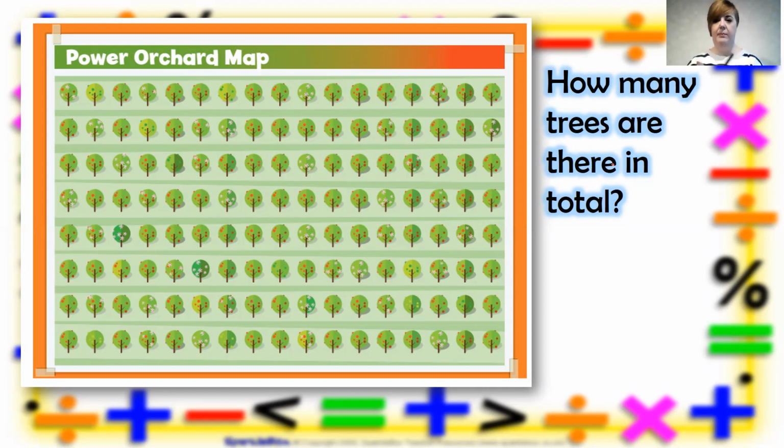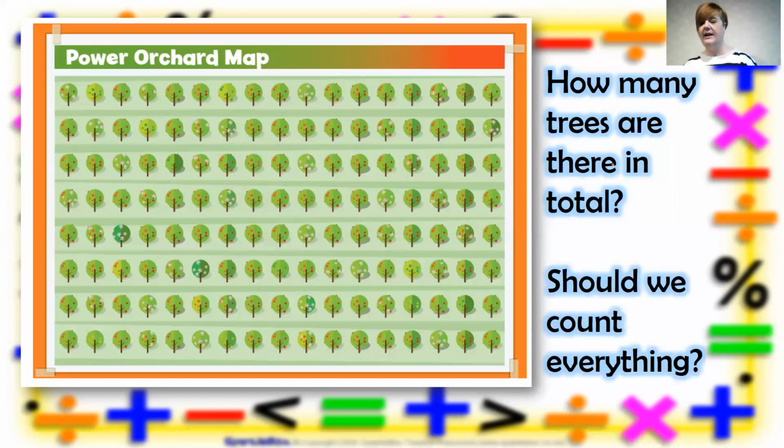Okay, now this looks a little bit like an array, doesn't it? When we put the counters out and we use them for multiplication questions and calculations. So how many trees are there in total is the question. Now we could spend ages and ages counting every single tree and we get the correct answer.